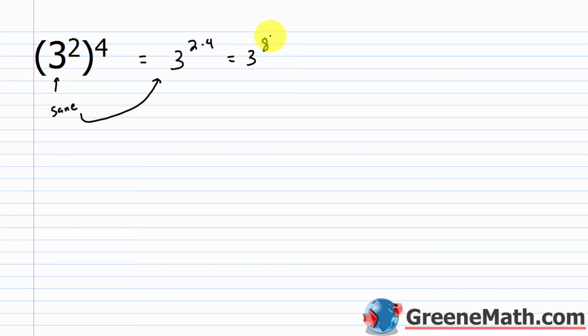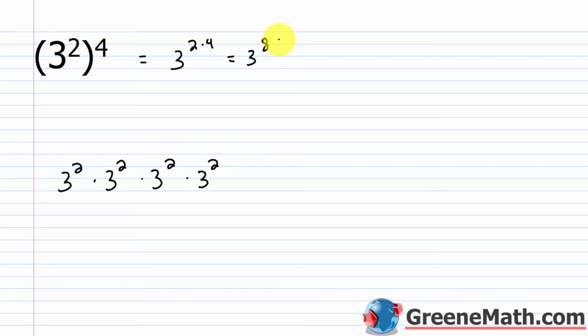You can kind of think about why this works. 3 squared is being raised to the 4th power. So that means I'm going to have 4 of these. So times 3 squared, times 3 squared, times 3 squared. So I already know from the product rule for exponents that we just learned, I would keep 3 the same, and I would have 2 plus 2, which is 4, plus 2, which is 6, plus 2, which is 8. So 3 to the 8th power.